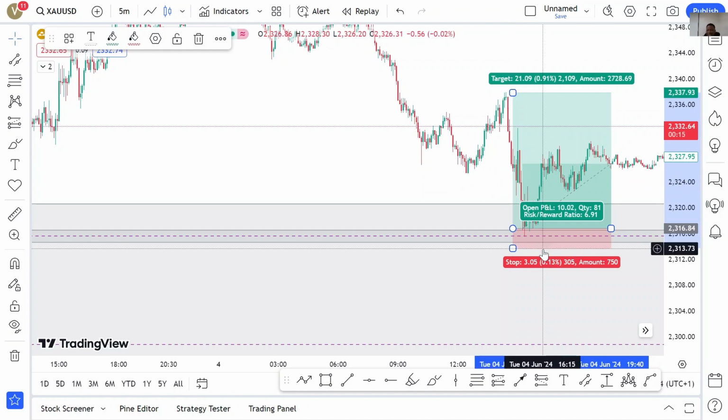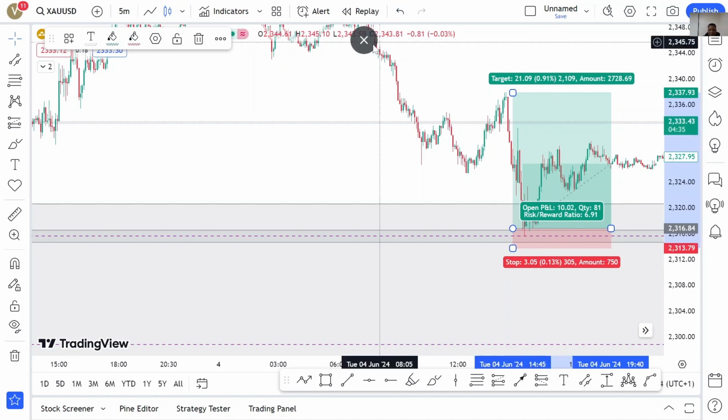How do we enter this trade? Suppose we are trading a $10,000 account, and on this trade we want to risk 1% of our account. How do we enter this trade such that if the trade goes against us, we are not going to lose more than 1% of our account? In this regard, 1% of $10,000 is going to be $100. So we don't want to lose more than $100 on this trade.